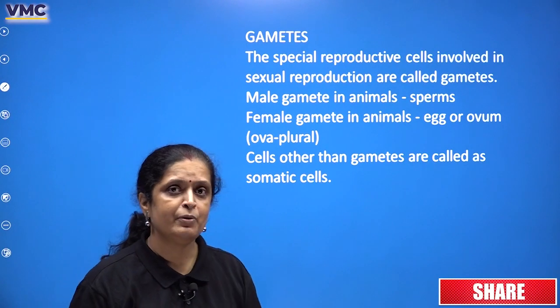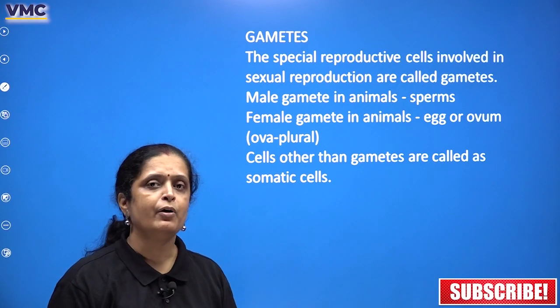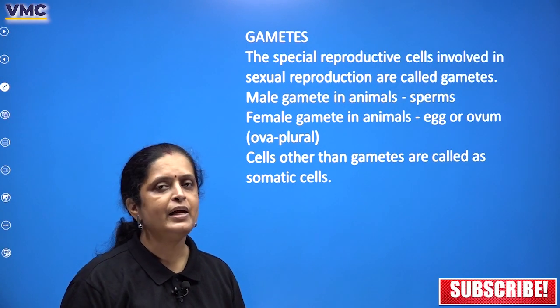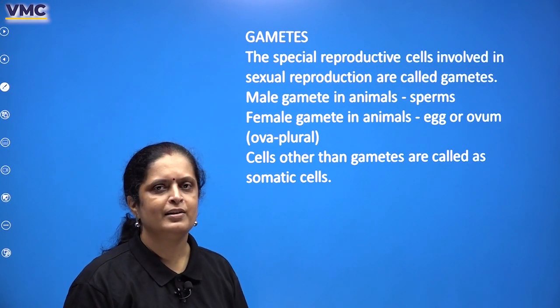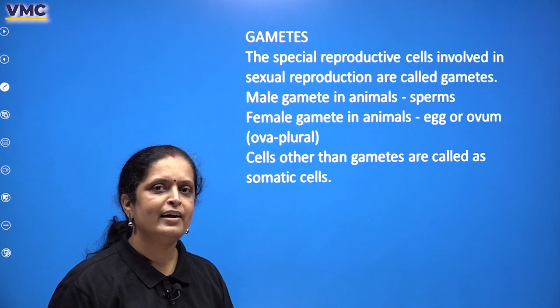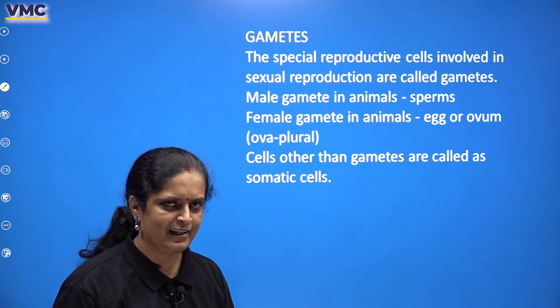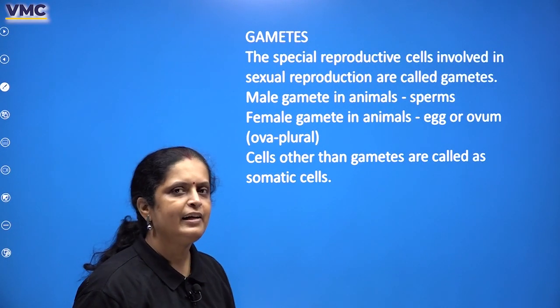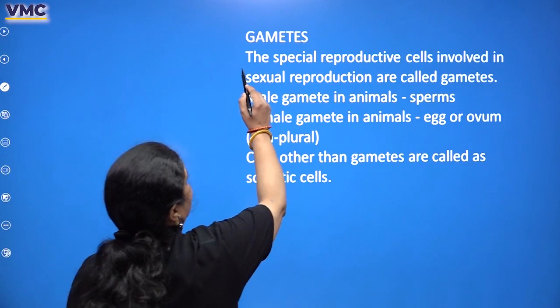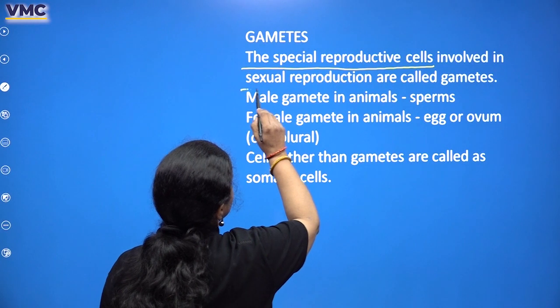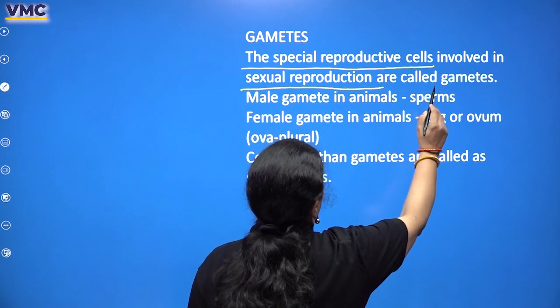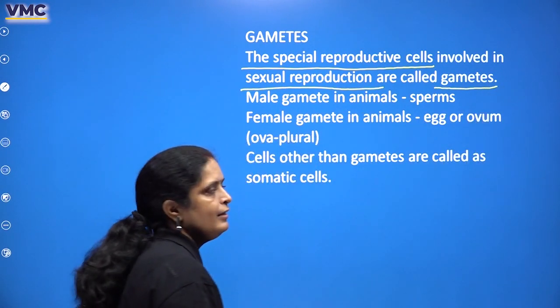In the previous video as well, and whenever we talk about sexual reproduction, we have spoken about gametes. And children are like, what are gametes? So the special reproductive cells involved in sexual reproduction are called gametes, right?